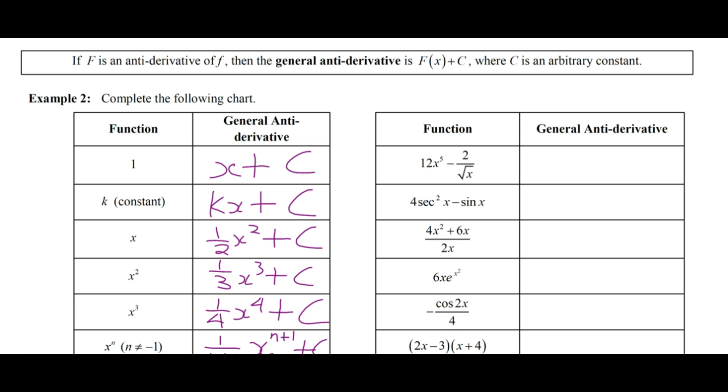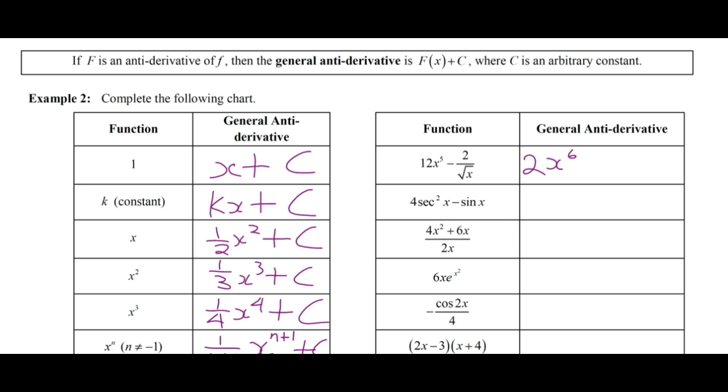12x to the 5th. Well, we know we need an x to the 6th. But you've got to divide by 6, so divide the 12 by 6 and you get 2, right? What's the derivative of 2x to the 6th? 6 times 2 is 12, x, lower the power to 5. Minus 2 over root x.